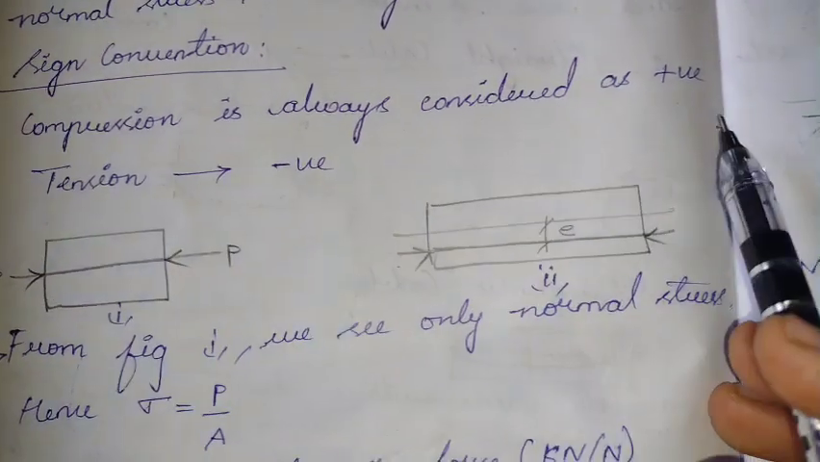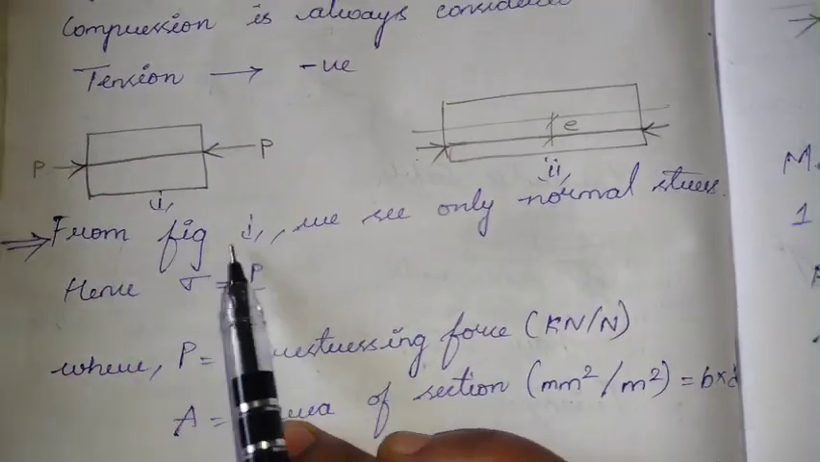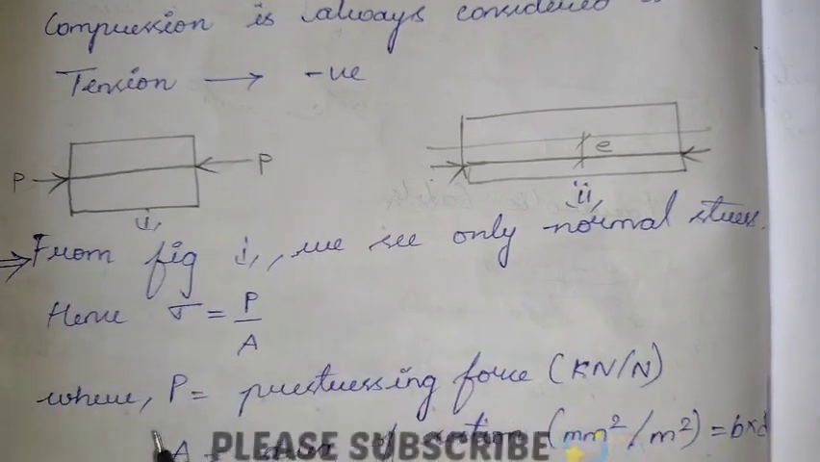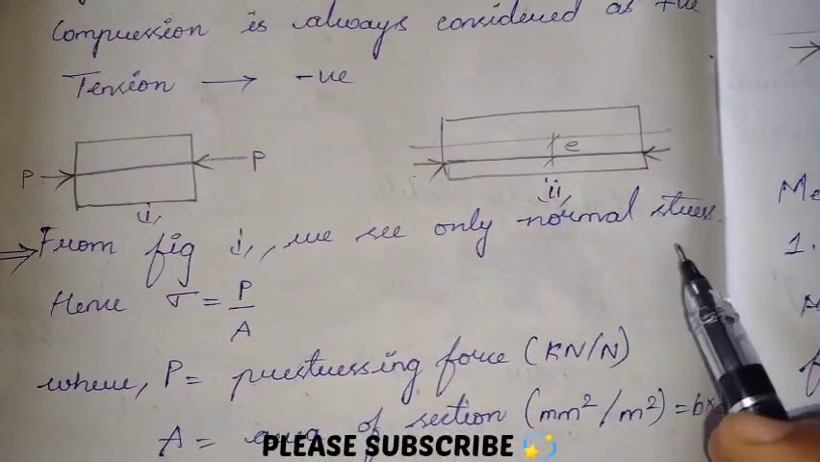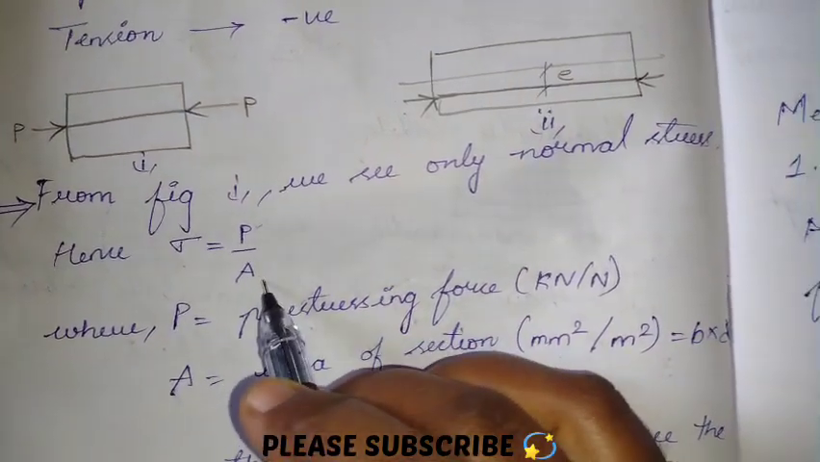Coming to the sign convention, remember here, whenever we are talking about compression, it would be of positive sign and tension is always negative. From figure 1, here we are showing how we are inducing the compressive stresses. So we see only normal stress. We know the normal stress is equal to load by area.